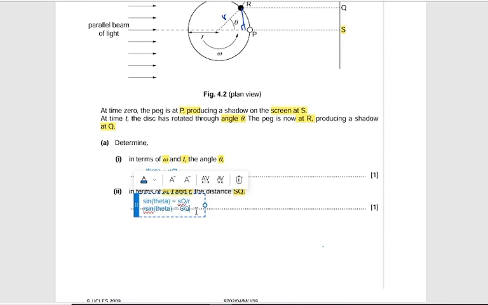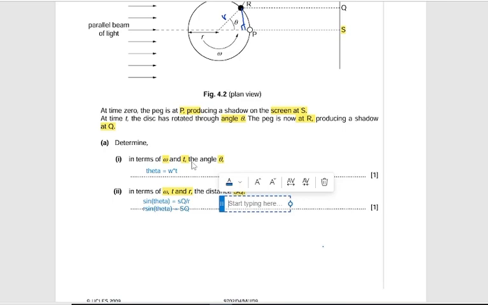Now this doesn't end here, because they have told us that we have to write it in terms of omega t and r. We have theta here, which we need to remove. So the simple way to do it is, in A part we found what angle theta is. Theta is omega t. So all you need to do is replace r sine theta with r sine omega t is equal to SQ, and that is it for the second part as well.